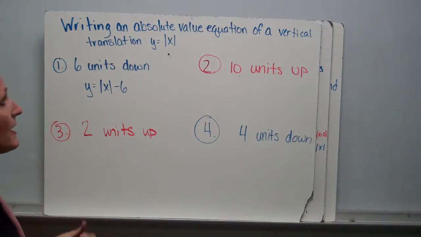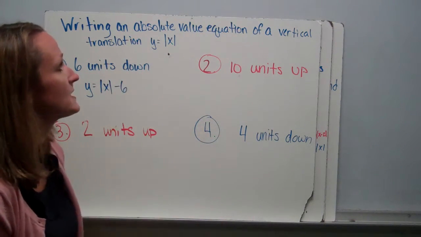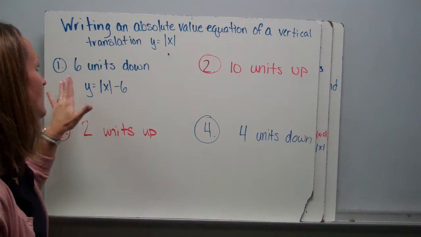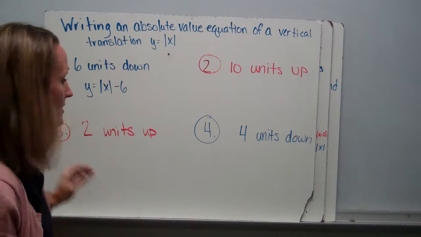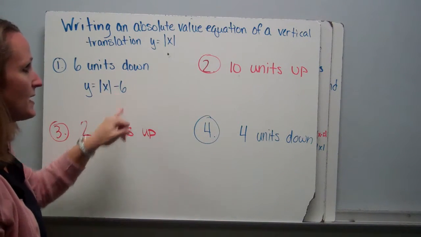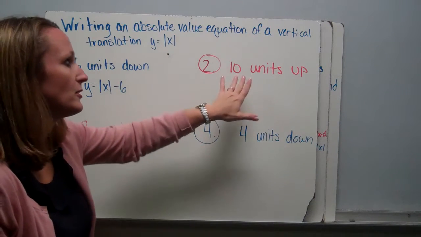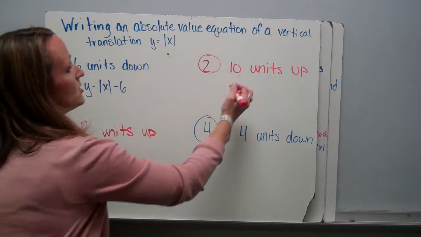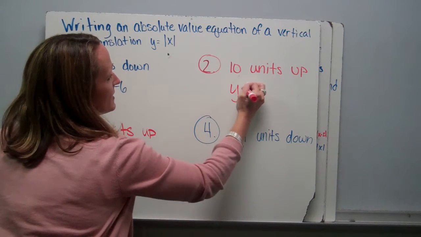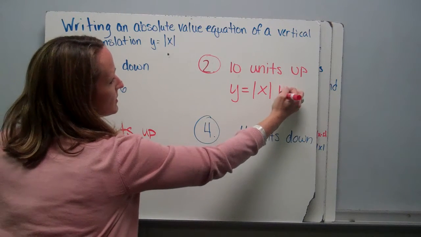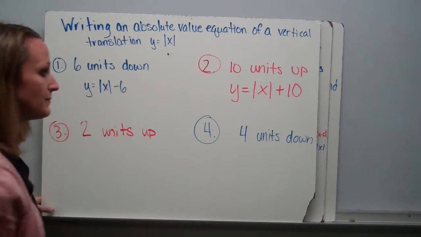Okay, so let's write an absolute value equation of a vertical translation of y equals absolute value of x. The first one's done for you. If I tell you to go 6 units down, then your new equation is simply absolute value of x minus 6. What if I tell you to go 10 units up? Well, up means we're going to add. So your new equation would be y equals absolute value of x, we're going up, so plus 10.